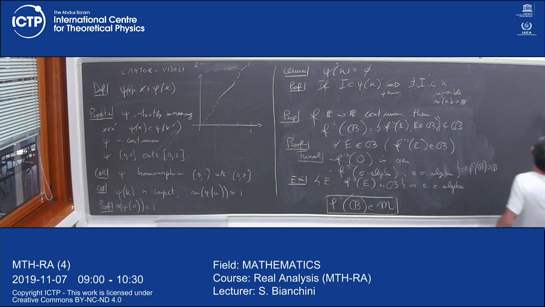Let me write here. So, take the constant function. What is the inverse of the Borel set? R or empty. Exactly. It's only empty if you take a set that doesn't contain the point, or the whole R if you take a set which contains the point. So the inverse of the Borel sets is just the easiest sigma algebra you can imagine: the empty set and the whole set.